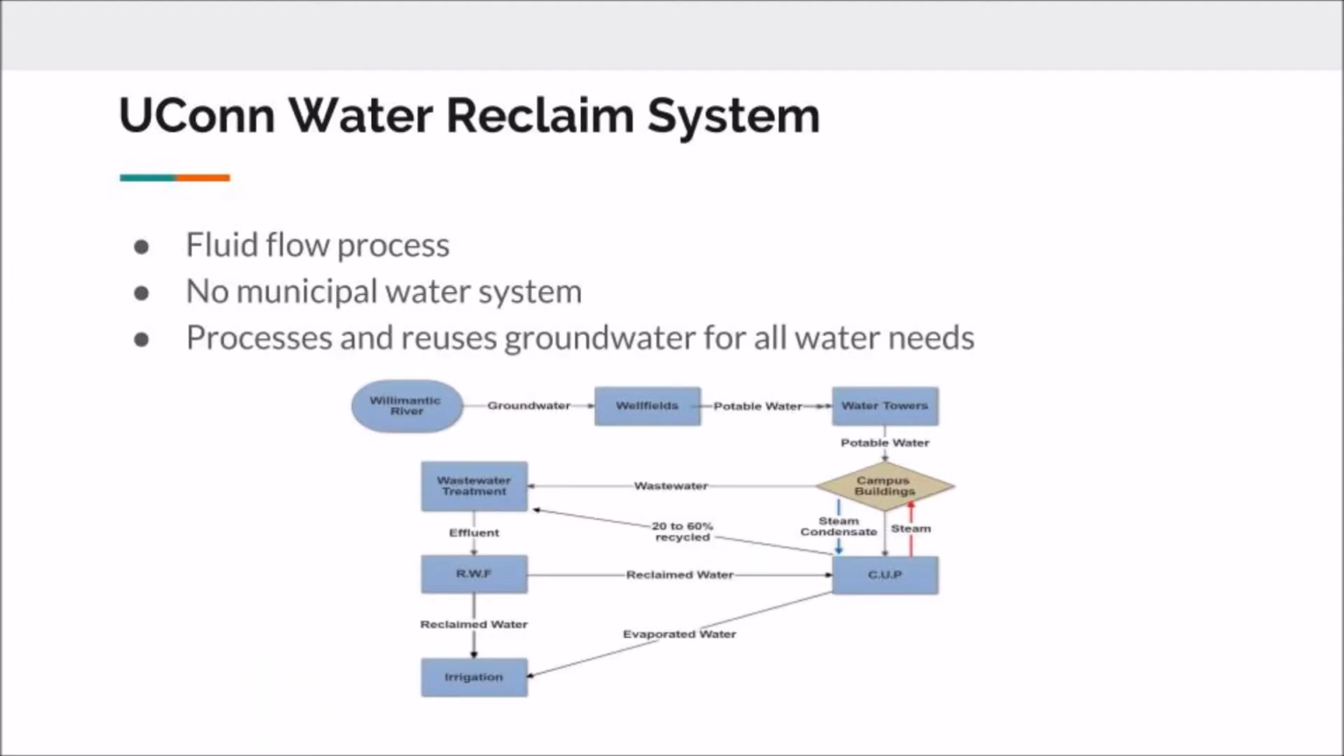My second example of a unit operation is the UConn Water Reclaim System. This is an example of a fluid flow process. In this system, all of UConn's water is gathered from the Willimantic River and Fenton River well fields and it is sent around the campus and used in both the cogen plant and as potable water in all of the buildings. It is then reclaimed or treated using the wastewater treatment facility, and it is cycled through until it exits the system.